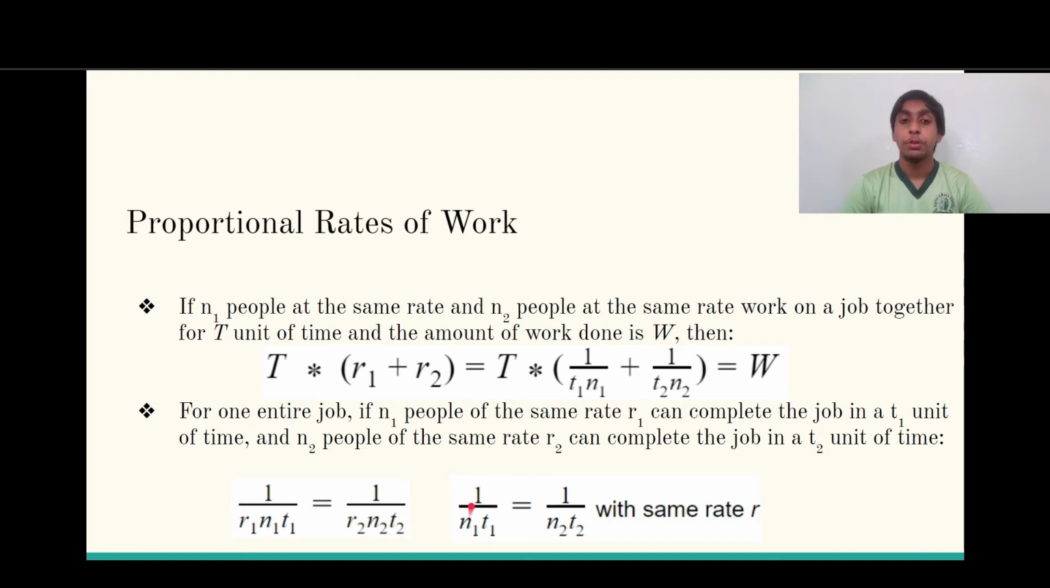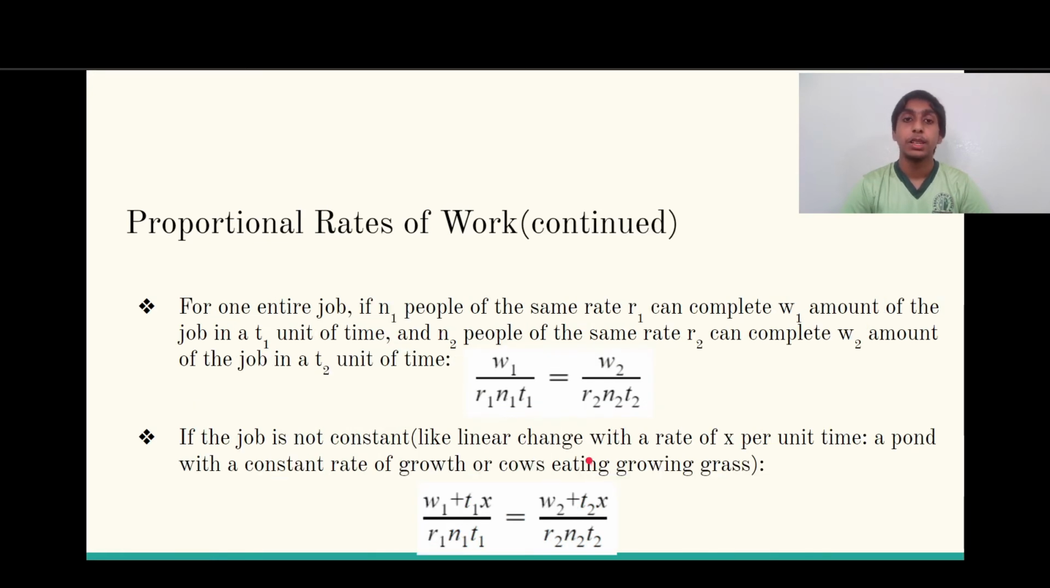And if it's just 2 people, then it'd be 1 over n1 into t1 is equal to 1 over n2 into t2, and this is with the same rate r. Okay, so basically here we're just learning what if there's groups of people working on the same job. All right, so here's our last few work formulas.